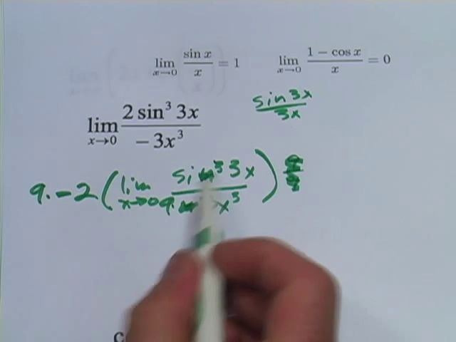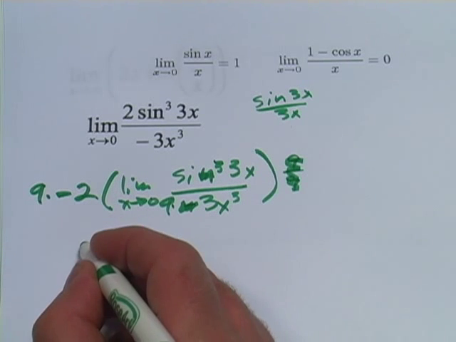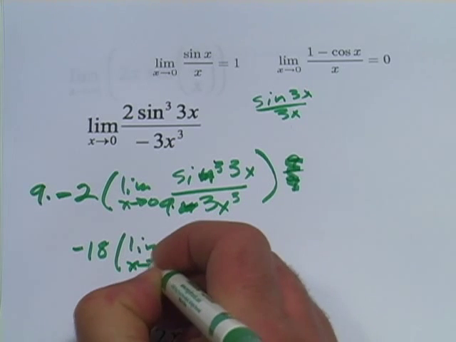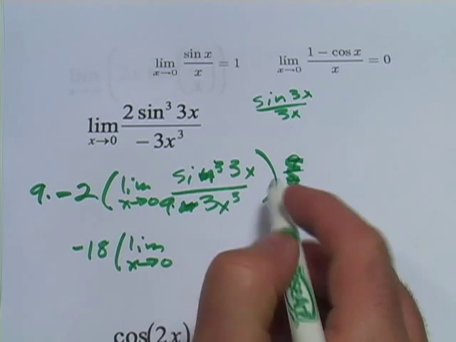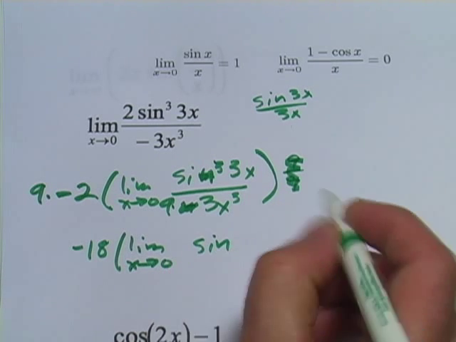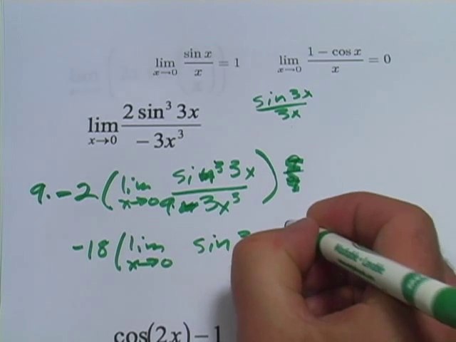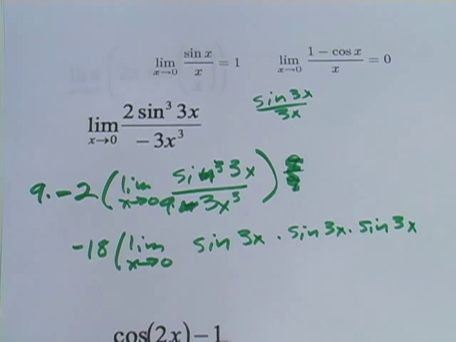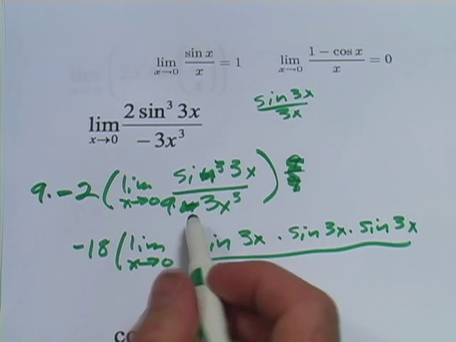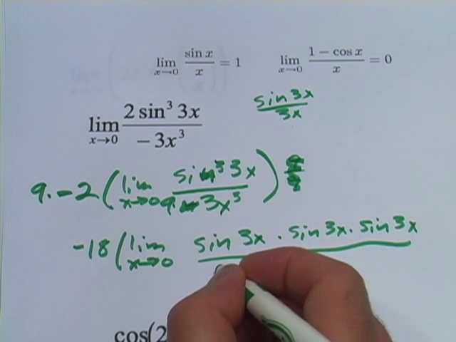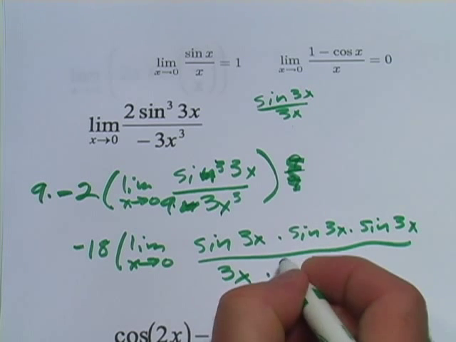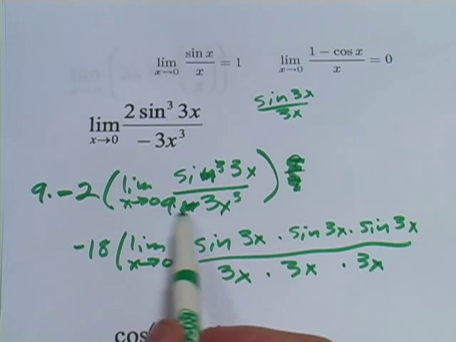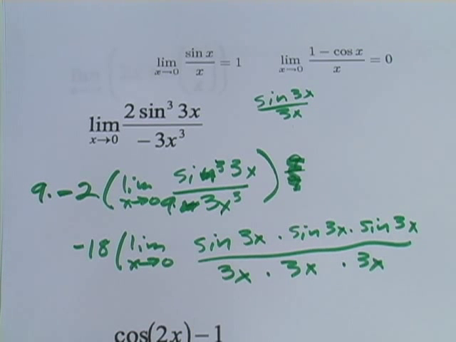Now let's rewrite what we have here. So I've got 9 times negative 2. Well, that's negative 18. And then I've got the limit as x approaches 0 of, and this sine cubed 3x, I'm going to write that out separately. So each of these, sine 3x times sine 3x times sine 3x. And then on the bottom, I'm going to take 3x and write those out separately. So there's one 3x, another 3x, and another 3x all multiplied together. So I had 2 3's in there. There's my third 3. There's my 3 x's.